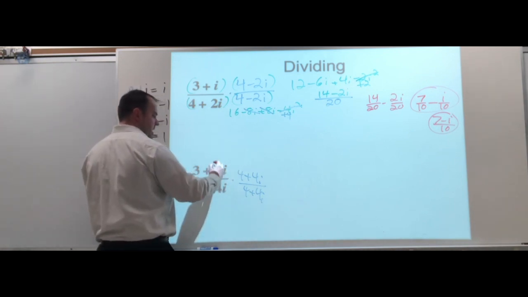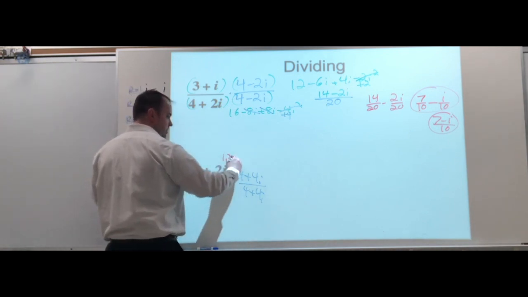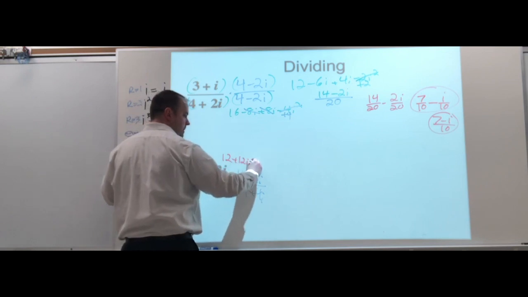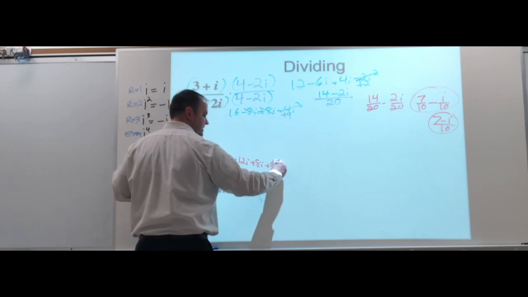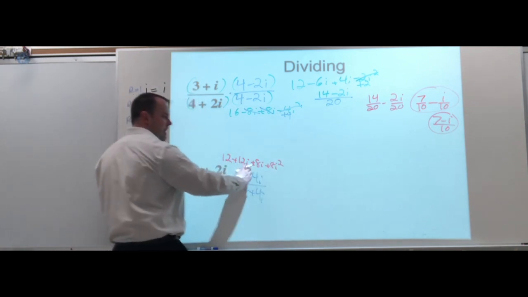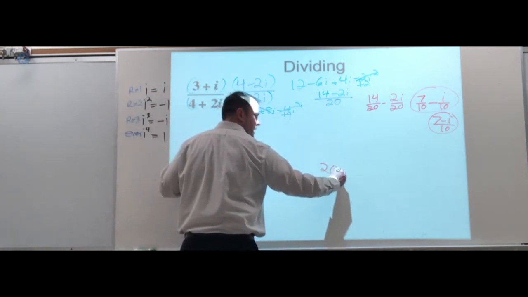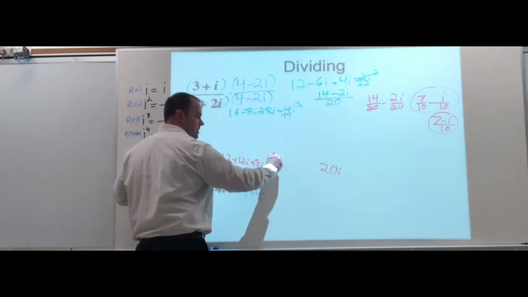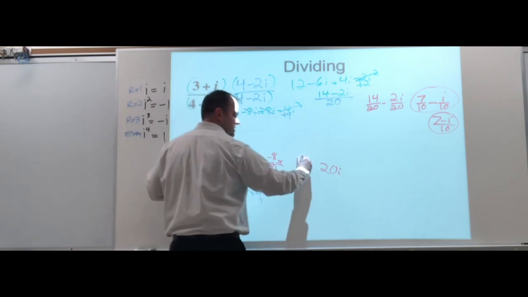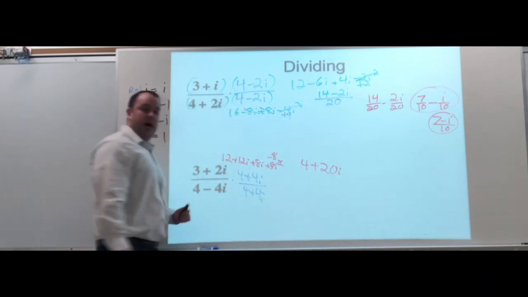Going through here, we're going to have 12 plus 12i plus 8i plus 8i squared. Simplifying this, we get 20i. Let's combine the like terms. 8i squared gives a -8, which then gives us 4 plus 20i.